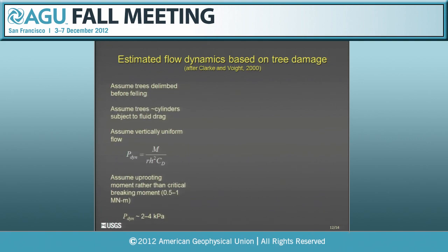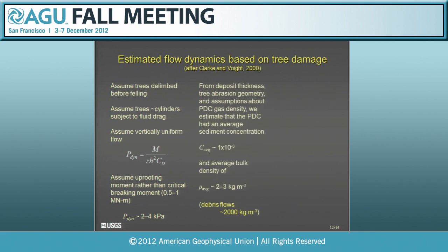So if we assume that the trees were all delimbed before they were felled, and we treat them as cylinders that are subject to a fluid drag, and we assume that the flow is vertically uniform, you can relate the dynamic pressure to the breaking moment, the radius of the tree, the height of the flow, and some coefficient of drag. But rather than assume a breaking or bending moment, we saw that most of the trees were basically uprooted and toppled, so we came up with an uprooting moment. When you go through the calculation, we're getting dynamic pressures ballpark 2 to 4 kilopascal.